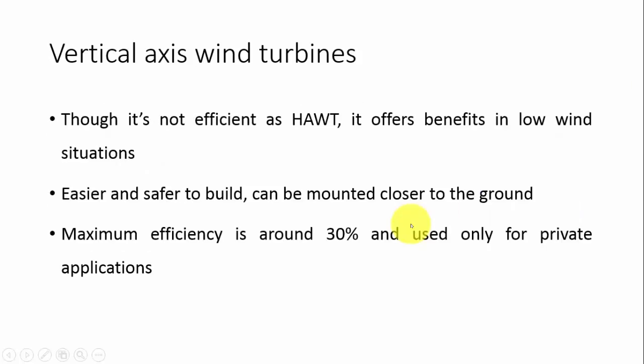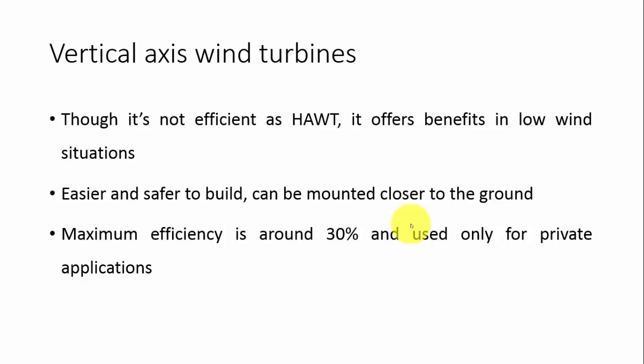So generally speaking about vertical axis wind turbines, though they are not as efficient as horizontal axis wind turbines, they offer some very good benefits also in some situations, especially in low wind situations. In low wind situations, vertical axis wind turbines perform better than horizontal axis wind turbines.